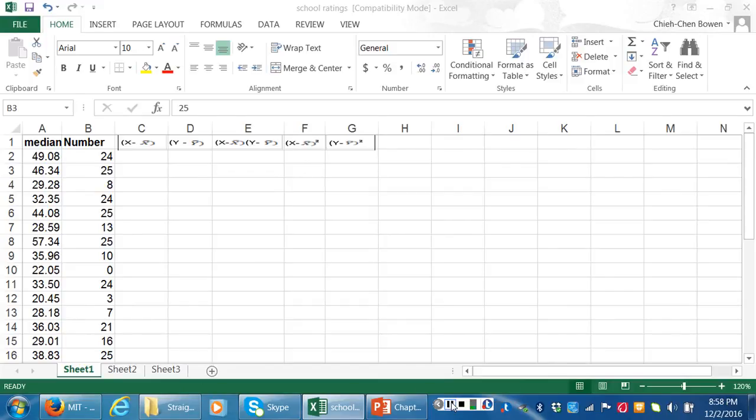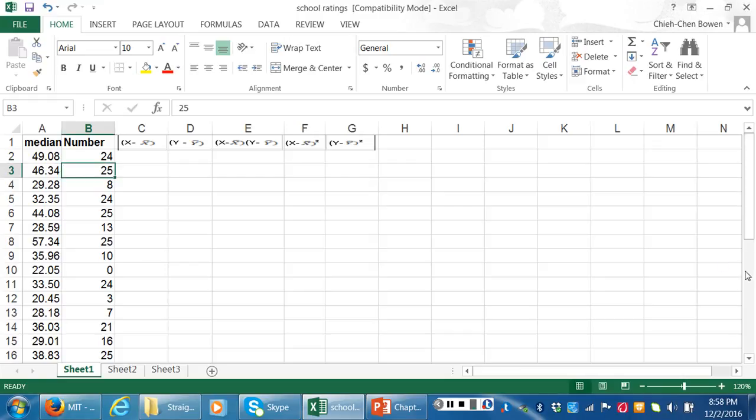For simple regression, we are using median household income to predict the quality of the school district, which is expressed by the number of standards met in each school district. So we are using X, median household income, to predict Y, number of standards met. That's why the median household income is in the A column and number of standards met is in the B column.